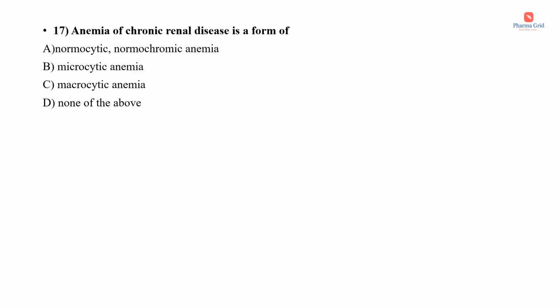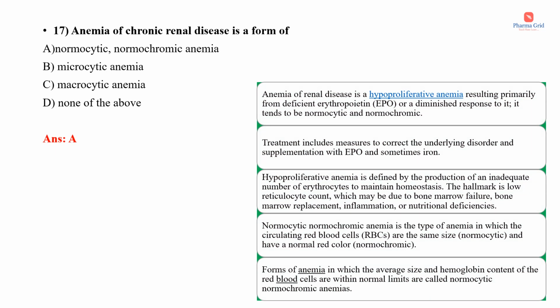Question number 17. Anemia of chronic renal disease is a form of. The options are normocytic normochromic anemia, microcytic anemia, macrocytic anemia, none of the above. Here the correct answer is option A, that is normocytic normochromic anemia.